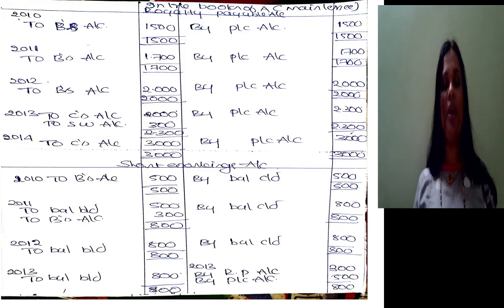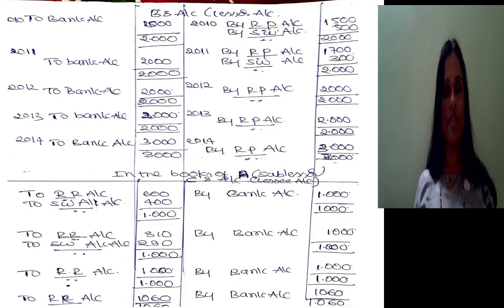So in the royalty payable account for the second year, to B's account 1700. In the short working account, to balance brought down, last year's closing balance is the current year's opening balance, to B's account 300. So by balance carried down 800. So royalty payable is closed by transferring it to the profit and loss account.